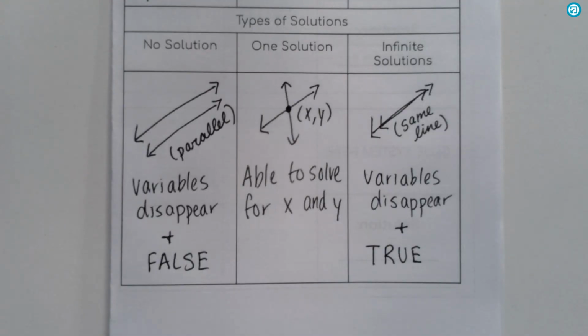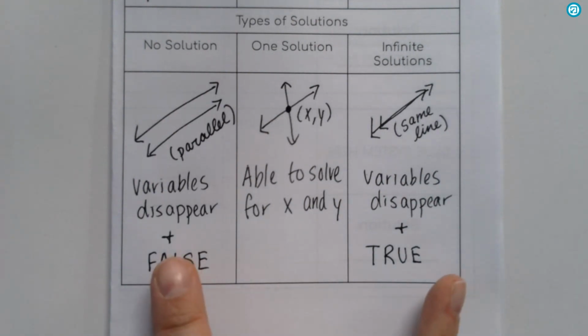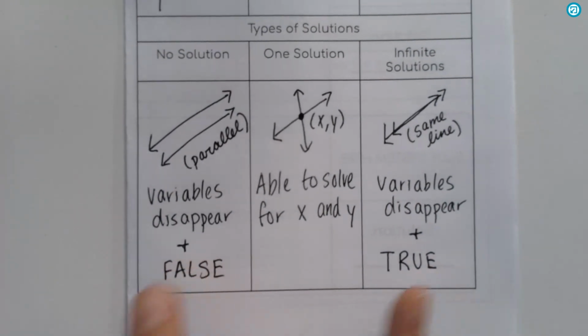Okay, I do want to also mention your variables disappearing is not the same thing as ending up with a 0. So let's say you get 5x equals 0. Your variable does not disappear. You still have an x there. You still need to solve for x. x is going to equal 0, okay? So being equal to 0 is not the same thing as all of your variables canceling out. So it's only going to be one of your special cases if all of your variables cancel out.